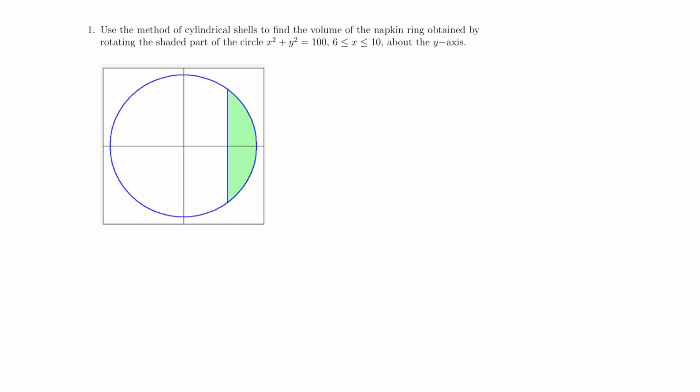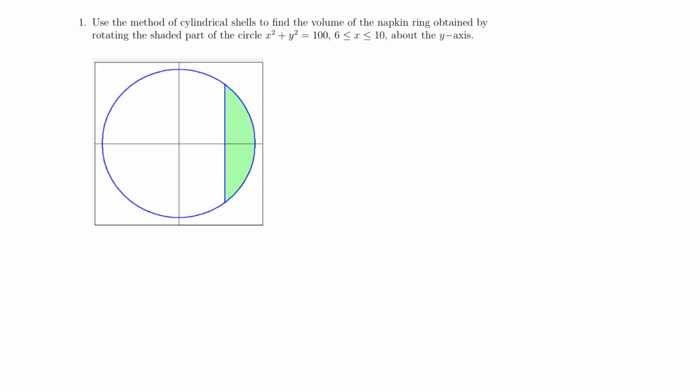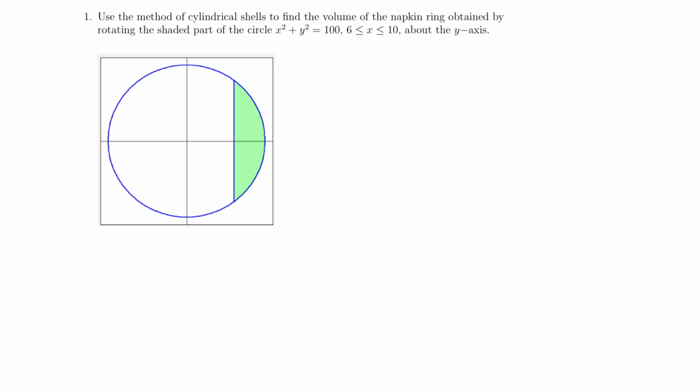Second example. Alrighty. Use the method of cylindrical shells to find the volume of the napkin ring obtained by rotating the shaded part of the circle x squared plus y squared equals 100 about the y-axis. These are all online if you've downloaded the notes. So that's 6 to 10, right? That's 6 to 10. Do you see it? So this guy is 6. This is straight from your homework. I copy and pasted a problem straight from your homework.